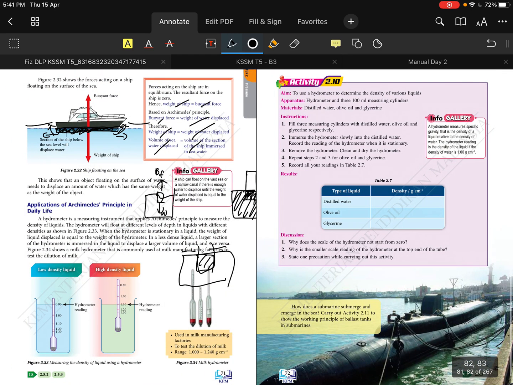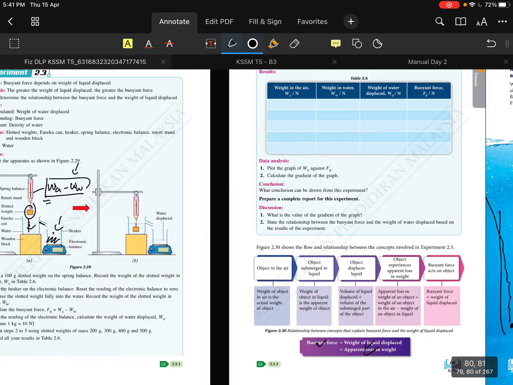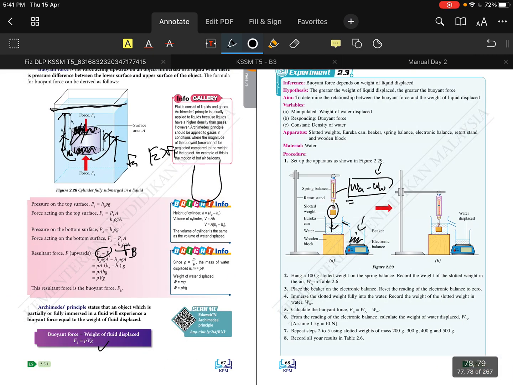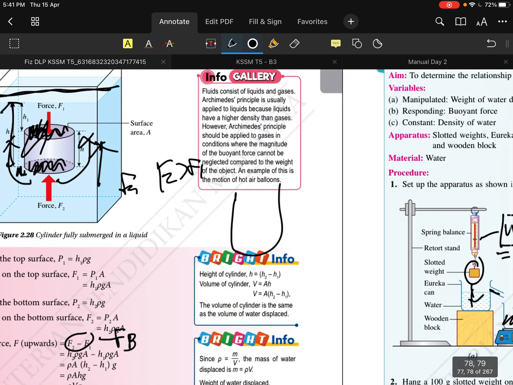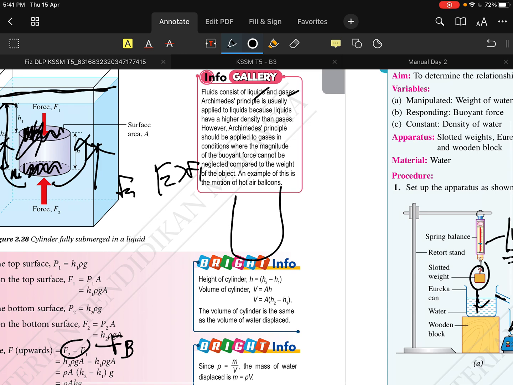Let me just find where it mentions so. Does it even mention it? I know my teacher mentioned it, so that's why I know. Yeah, here. Fluids consist of liquids and gases, usually applied to liquids because liquids have a higher density. That means gases' densities are usually quite low. Since they're quite low, you don't really care much about the buoyant force if the thing is already in water.